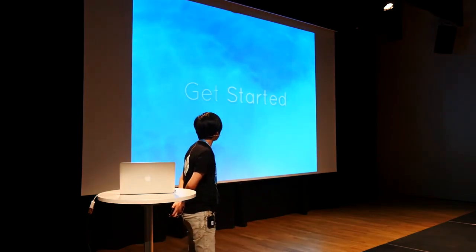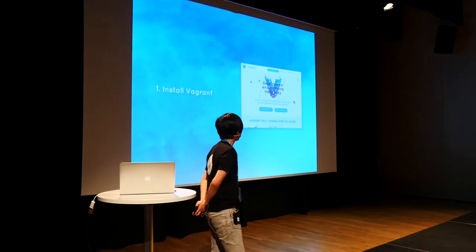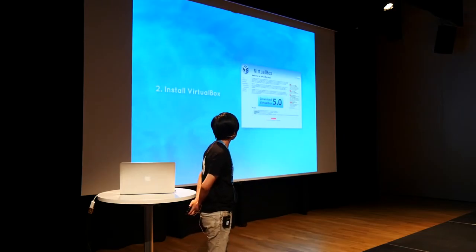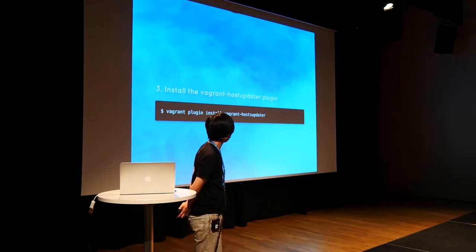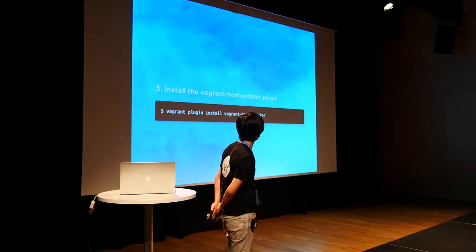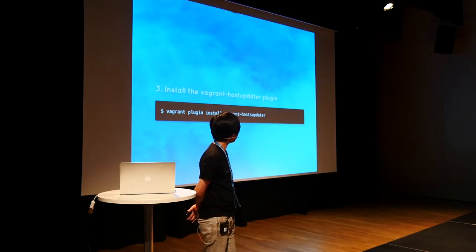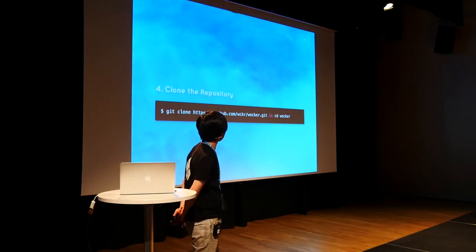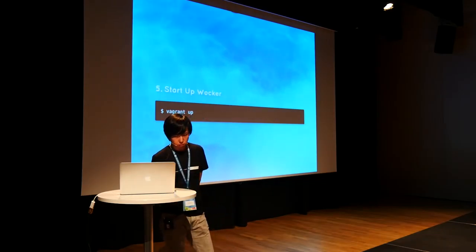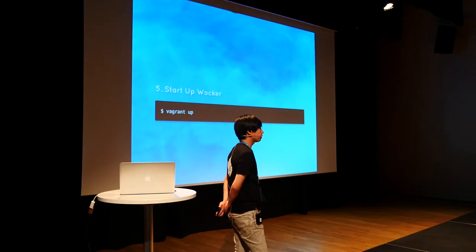So let's just get started with Wocker. At first, Vagrant and VirtualBox are necessary. If you don't have them, please install them. And then the Vagrant plugin, Vagrant Host Updater, is also required. You can execute this command to install it. After this, please clone the repository by using this command. Then all you have to do is just vagrant up.